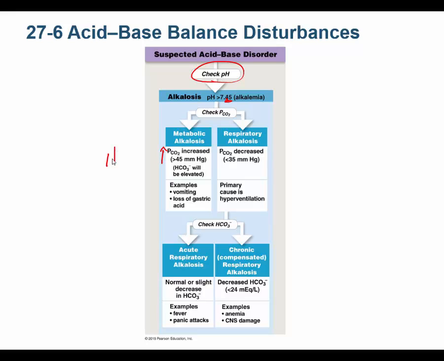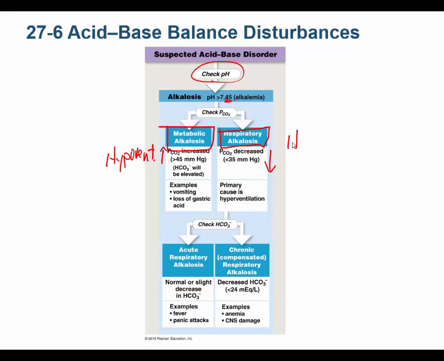So my PCO2 is increased because I'm hypoventilating. All right. So the fact that I can actually hypoventilate, control my breathing, means there's nothing wrong with my lungs. So it must be metabolic alkalosis. All right. However, if the PCO2 is decreased, then that's the very thing causing my alkalosis, and that's respiratory alkalosis.